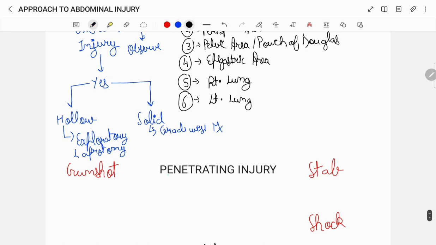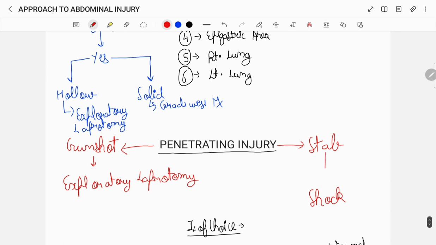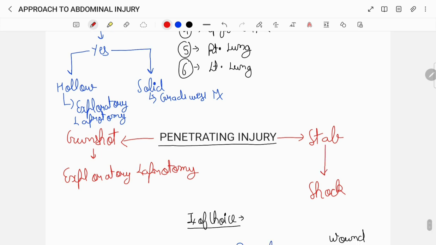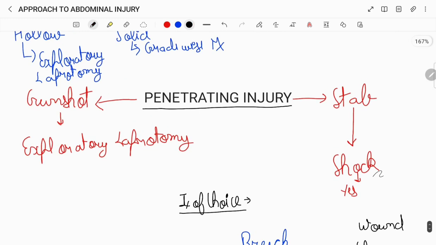Next, what I will be talking about is penetrating trauma. Now again, penetrating trauma can be either a gunshot injury or a stab injury. If it is a gunshot injury, then we immediately need to go for exploratory laparotomy. But if it is a stab injury, then we need to look whether the patient is going in shock or not. If the patient is going in shock, then again we go for exploratory laparotomy.